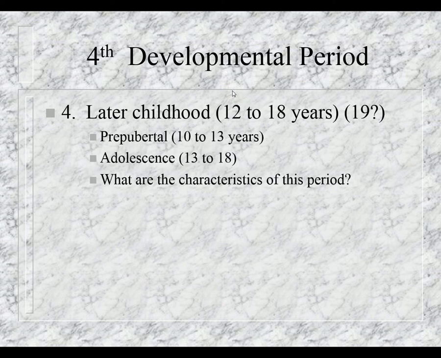Later childhood, the final stage, is 12 to 18. Some say 19. The poor 19-year-olds are kind of in the middle of the road. We're not sure where to put them. Prepubertal is 10 to 13. Adolescence is 13 to 18, with, again, some saying 19. So what are the characteristics of this period?